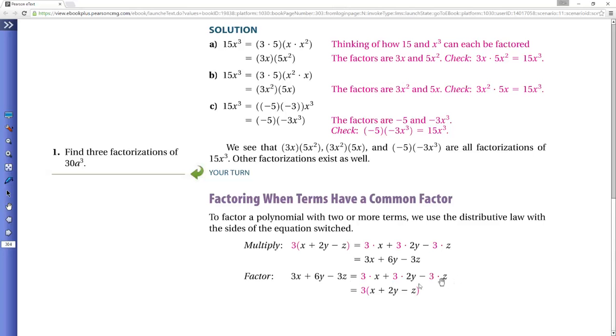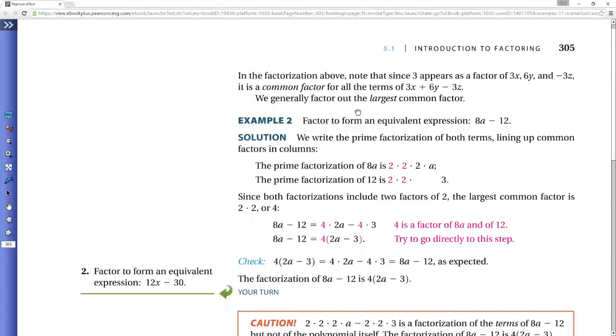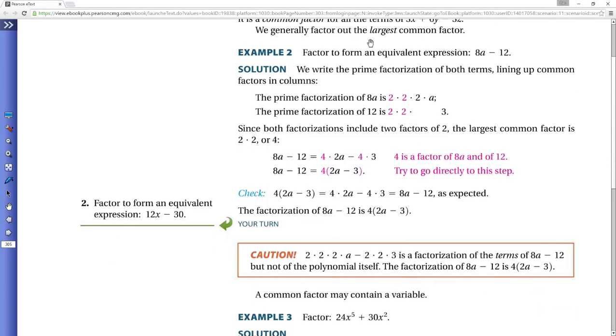Okay? And then I factor out the 3. And so I could write that basically as the reverse of that multiplication. So they're really going through how we multiply with the distributive property, and then how we factor. Basically we're using the distributive property again, or law.